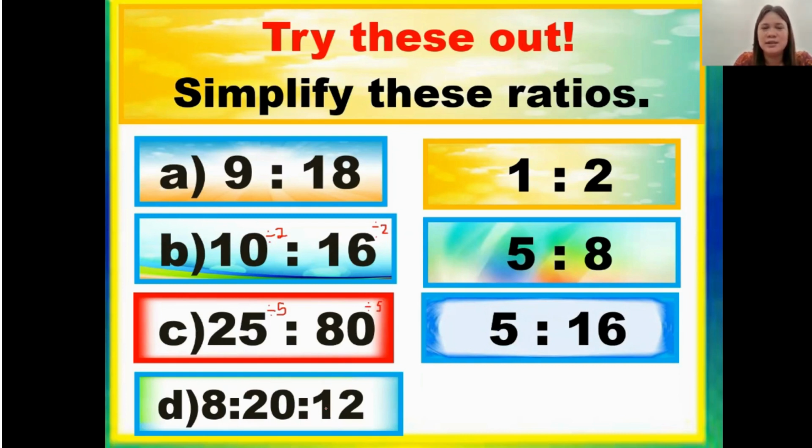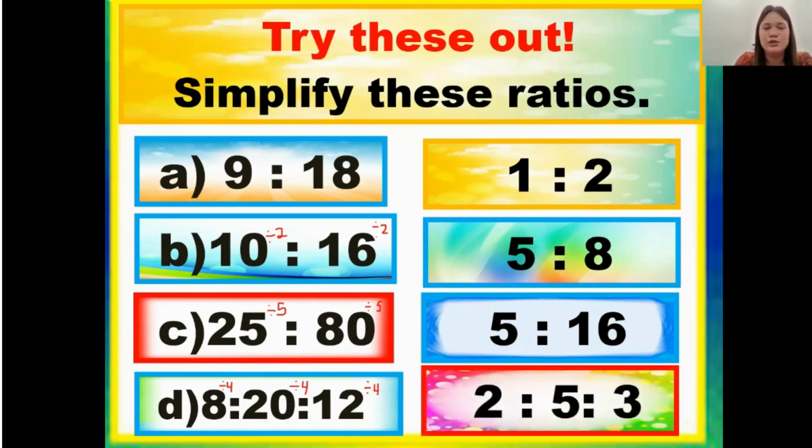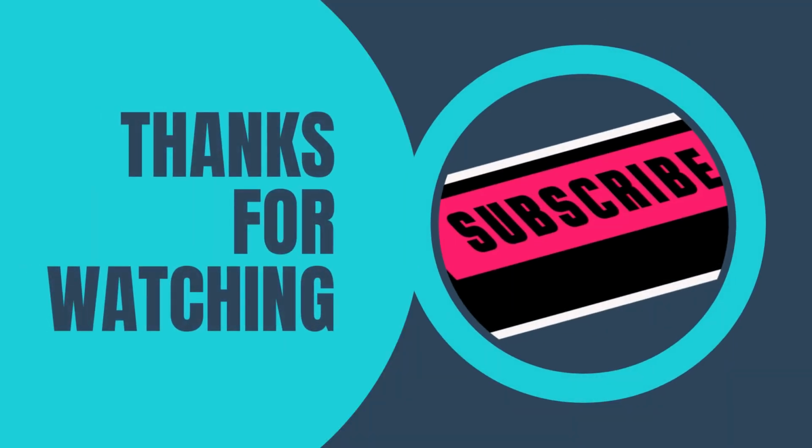And the last one, what do you think is the highest common factor for these three numbers in this ratio? It's 4. Let's check. If I divide 8 by 4, it's equal to 2. If I divide the 20 by 4, that will give me 5. And I'm going to divide this 12 by 4, then I will be getting 3. So your final answer is 2 to 5 to 3.